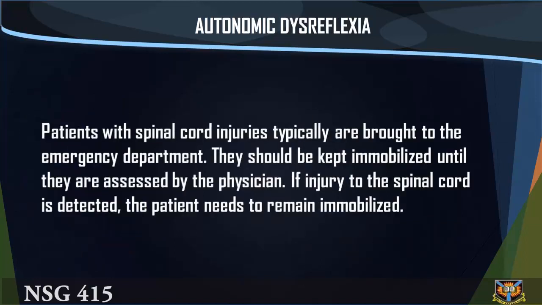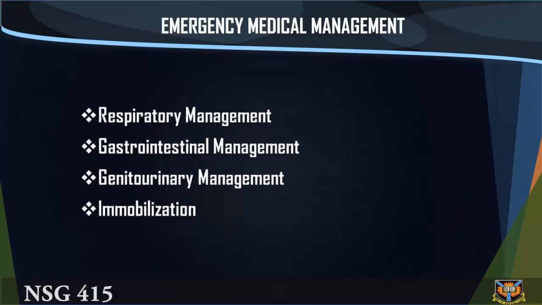Treatment: patients with spinal cord injuries typically are brought to the emergency department. They should be kept immobilized until they are assessed by the physician. If injury to the spinal cord is detected, the patient needs to remain immobilized. Emergency medical management. Emergency management involves careful monitoring of vital signs and airway and keeping the patient immobilized.